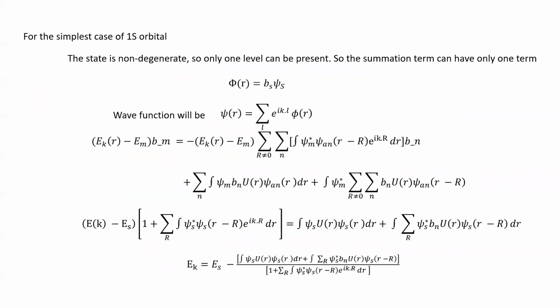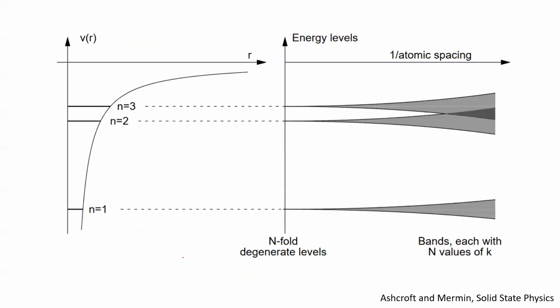We can calculate this for a very simple 1s orbital. If you go through this derivation, you will see that the energy of the electron throughout this crystal is very close to the energy of the 1s orbital minus the overlap functions. And if these values are small, obviously Ek will turn out to be Es. So this is the conclusion from the tight binding approximation.